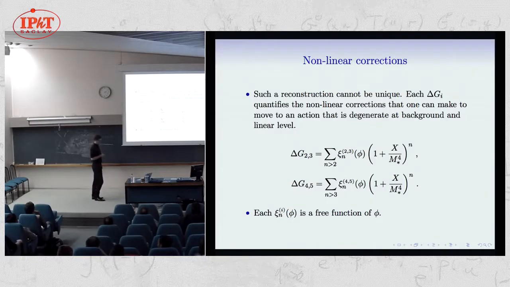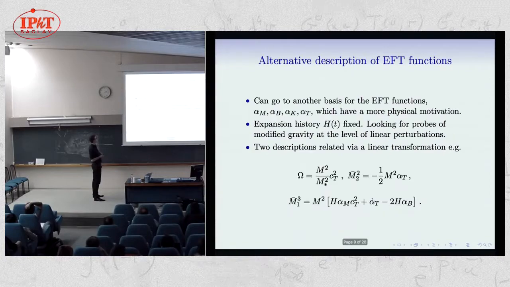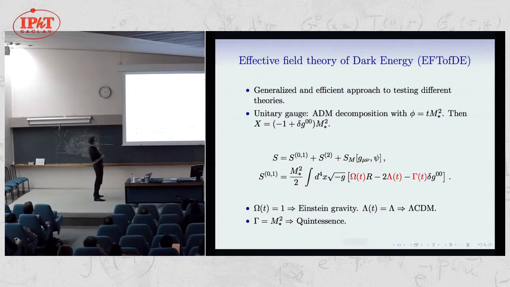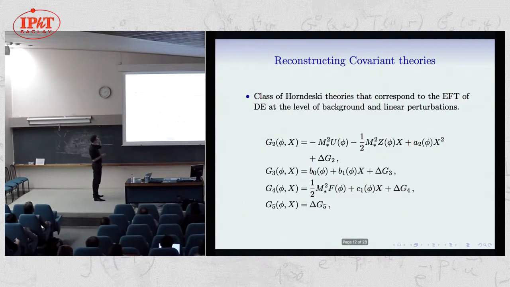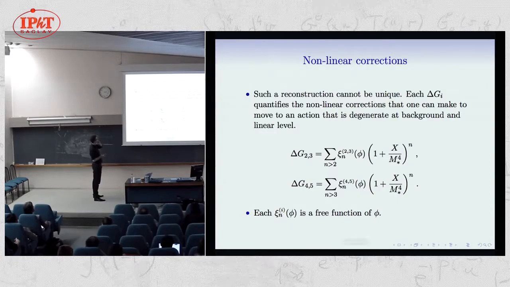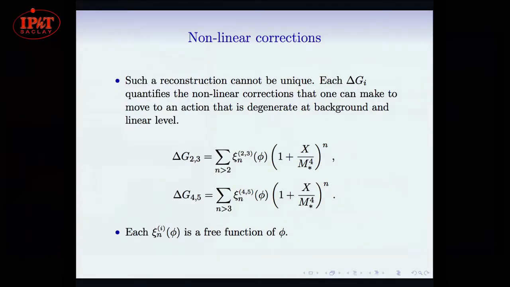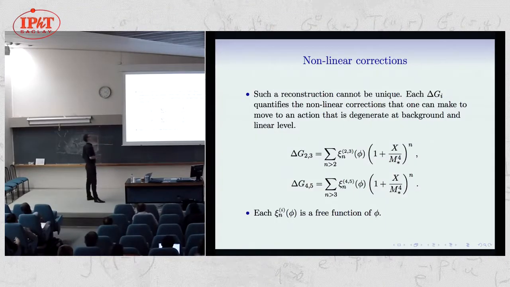So essentially, if you're familiar with this stuff, it's fairly straightforward. 1 plus x over m star to the fourth. If you put that back into the unitary gauge from this thing here, it's essentially inverting this. So 1 plus x over m star to the fourth. Maybe I got something wrong there, but this will become delta G to the n, and because n is greater than 2, once you add this on, it will not affect your linear theory.